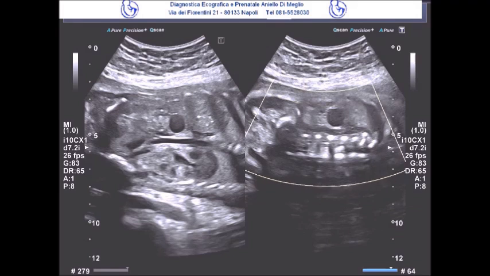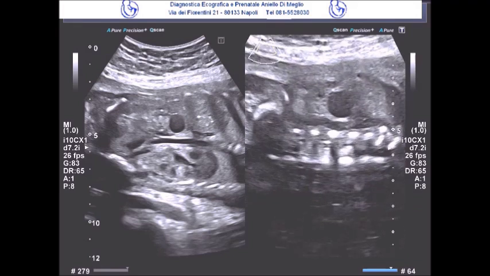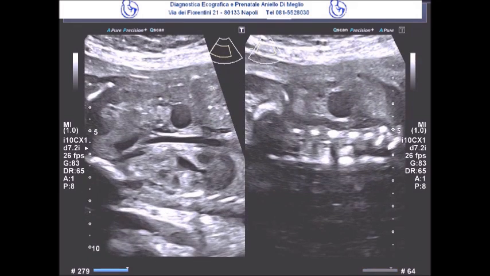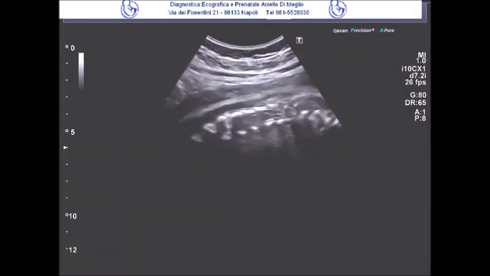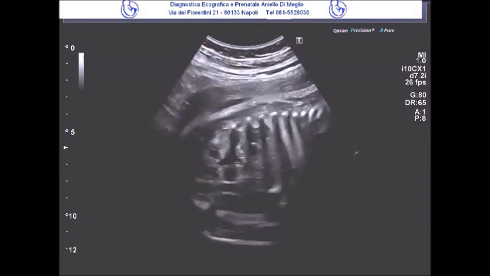Both structures had maximum dimensions of approximately 10 millimeters in diameter, with a characteristically anechoic appearance, regular margins, no internal septa, and no detectable internal vascularization signals on Doppler imaging. Here as well, the bladder is normally filled and the amount of amniotic fluid is normal.